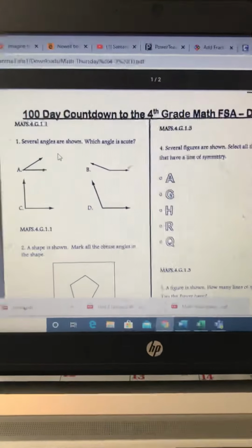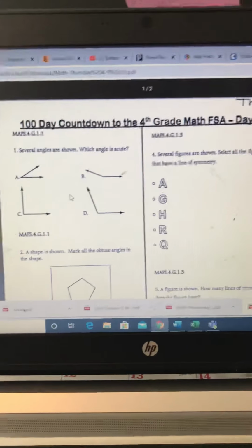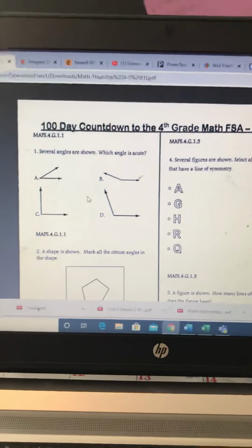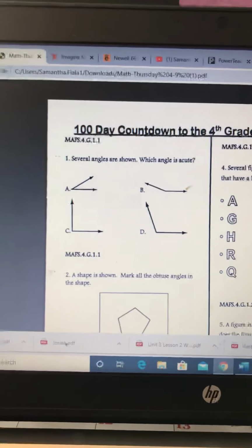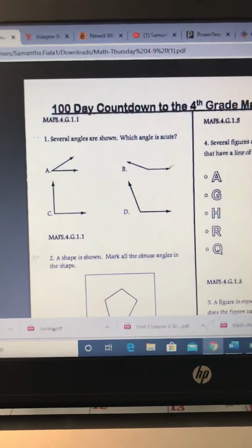So number one, it says, which angle is acute? Remember, we already did that. So acute would be less than 90 degrees, which means smaller than a right angle. So a right angle makes that L shape, so smaller than that L shape.